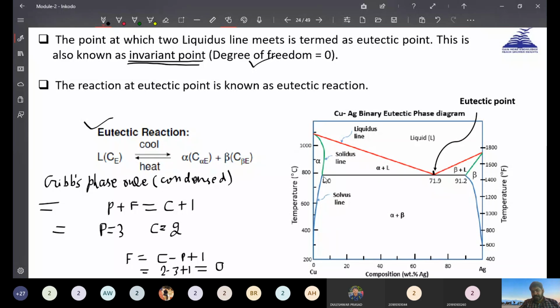So you can say that at 71.9% of silver and at a temperature of 798, we are going to get this eutectic point. And this you cannot tell about any other point in the eutectic phase diagram. So at this point only this special reaction, that is liquid changing into two solid phases, takes place. Okay, so I hope the things are clear to you.